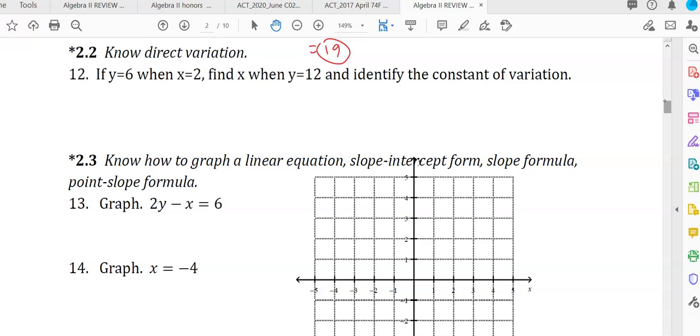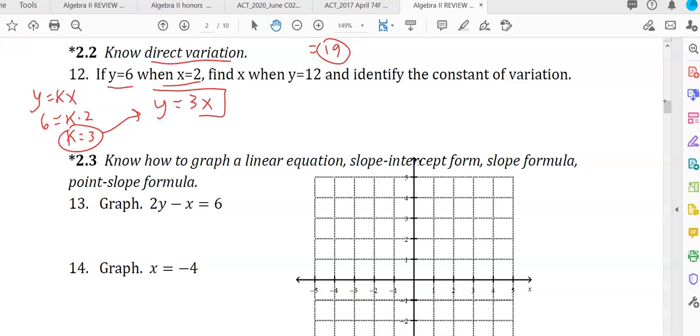y equals 6 when x equals 2. So identify direct variation. Assuming this is direct variation, the formula you need, I would definitely write this down, is y equals kx. So let's plug in what we know, those two values. So we get 6 equals k times 2, divide by 2, you get k equals 3. Write the equation. So the equation would be y equals 3 times x.